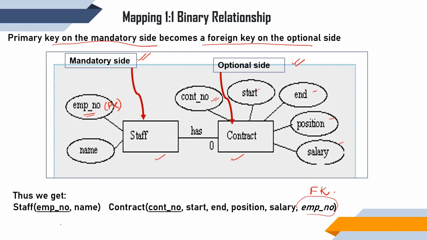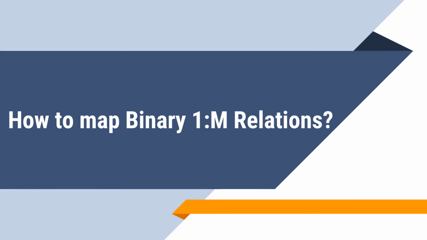But there is an important note: although EMP_NO is the foreign key in the contract table, you cannot give it any null value. Normally you have seen that foreign key null values are allowed, isn't it? But in this case, the null value will not be allowed, although it is a foreign key, because EMP_NO is a mandatory field, so it cannot be null. If you put it null, then you cannot form the contract table. Understood?